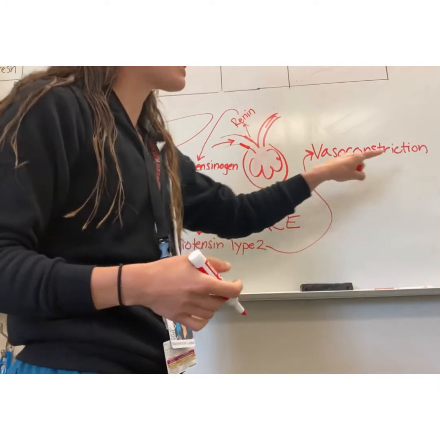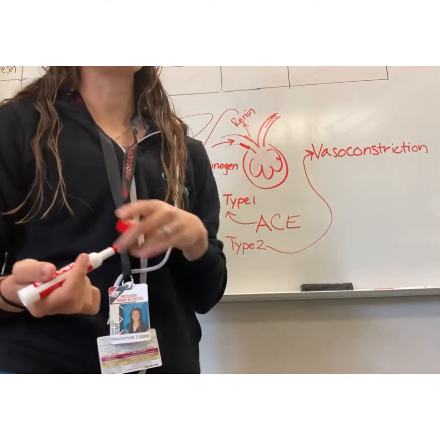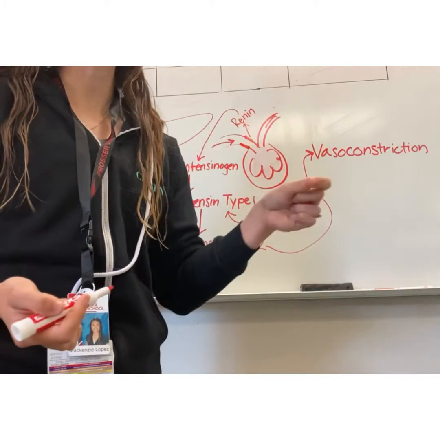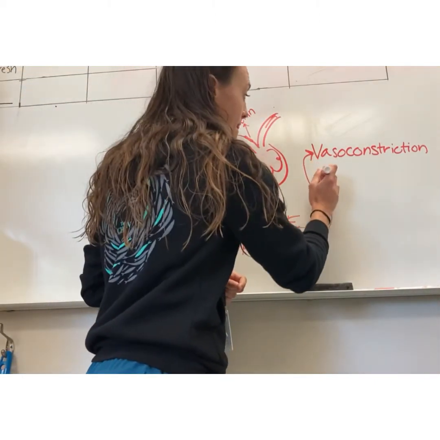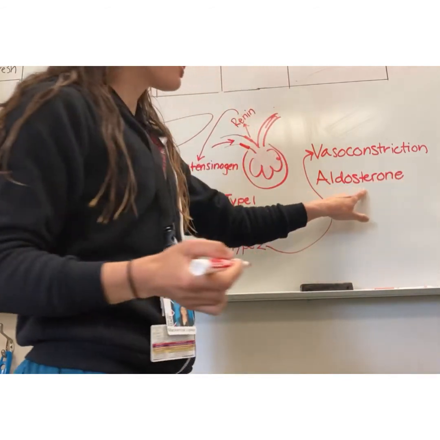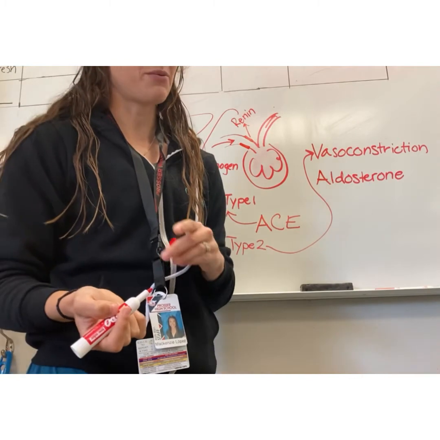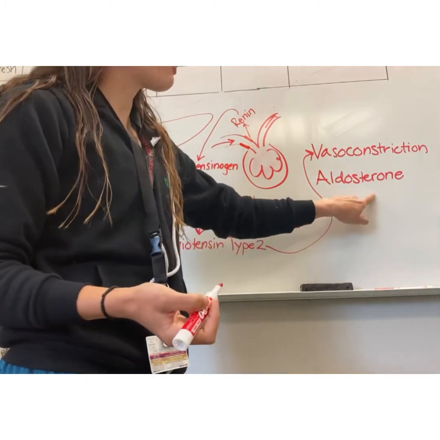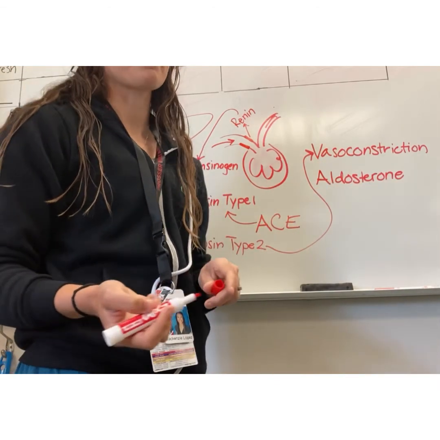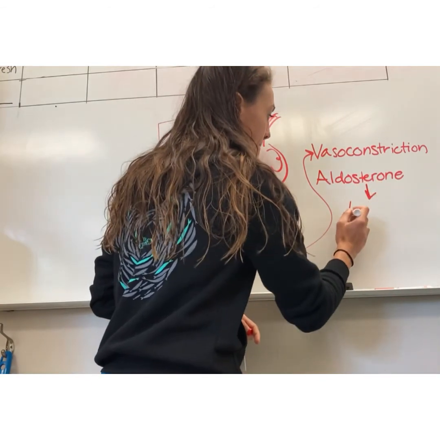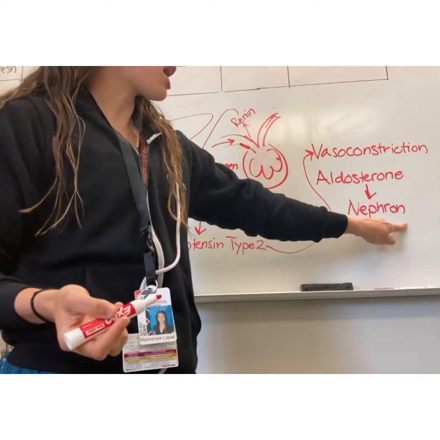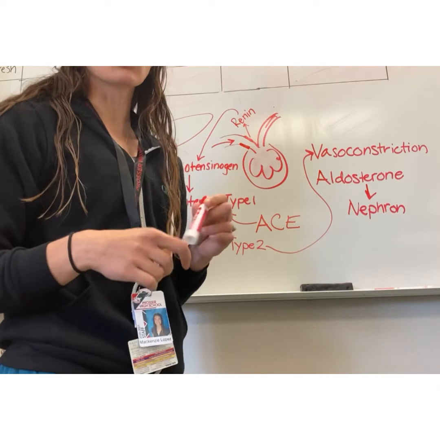So vasoconstriction happens. The next thing that also happens has to do with the endocrine system. So angiotensin type 2 stimulates the secretion of aldosterone. Aldosterone comes from the adrenal glands. Okay, we learned about these in the endocrine system. Aldosterone comes from the adrenal gland. It's secreted and it goes and acts on the nephron of the kidney. It stimulates the nephron to absorb more sodium.